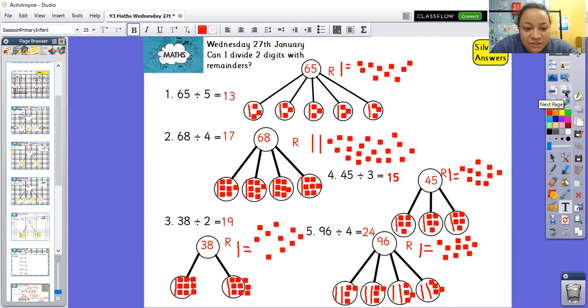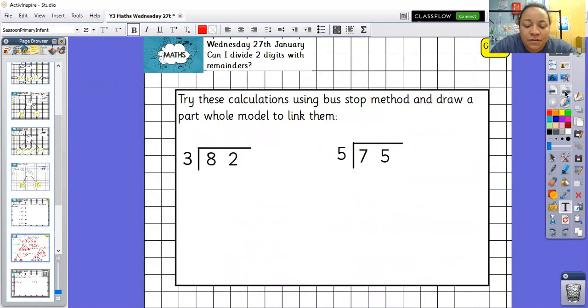If you're ready for the goal challenge, let's go. The goal challenge for today is to try to link 2 bus stop method calculations and draw a part whole model to go with them. So for this one, we're doing 82 divided by 3. And for this one, we're doing 75 divided by 5. Pause the video here and see how you get on.